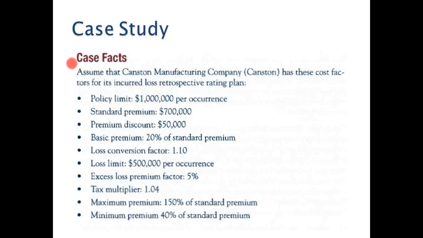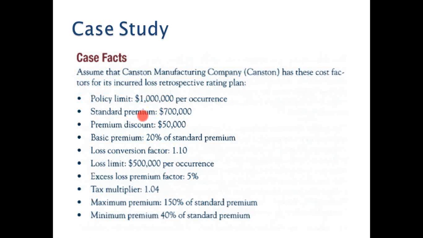So in this case, the facts say, assume that Canston Manufacturing Company has the cost factors for its incurred loss retrospective rating plan. The policy limit is $1 million per occurrence, meaning that for any one claim, they'll pick up up to $1 million, and they have the responsibility for picking up the rest on that occurrence.